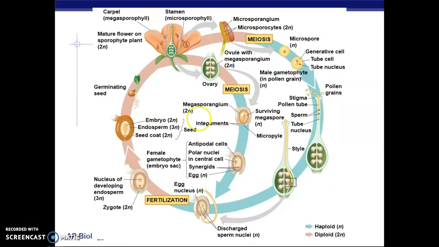cell will grow through the style and will reach that micropyle, and then the sperm or the generative cell nuclei will be released inside the female gametophyte. One of the sperm will fertilize the polar nuclei in the central cell and will become the triploid endosperm. And the other sperm will fertilize the egg and will become the diploid nucleus.